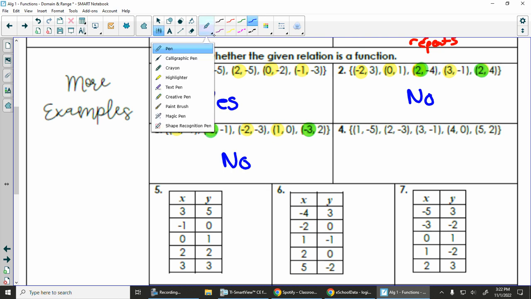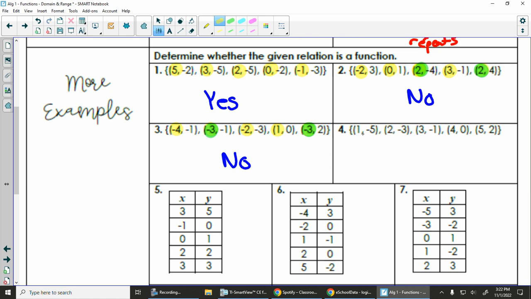All right, now same thing with number 4. Take a look at those x's. We've got a 1, a 2, a 3, a 4, a 5. Every single one of those x's is different. None of them repeated. So yes, this one would be a function.